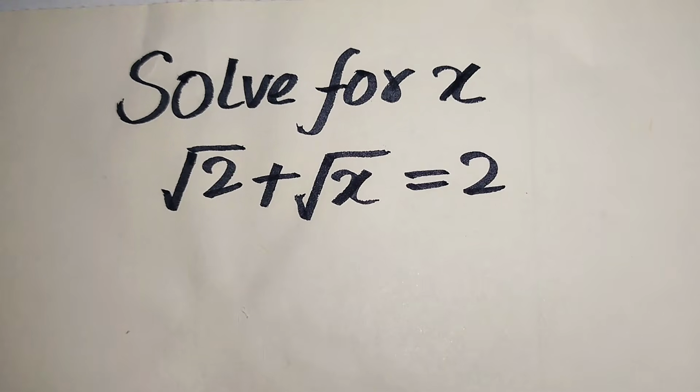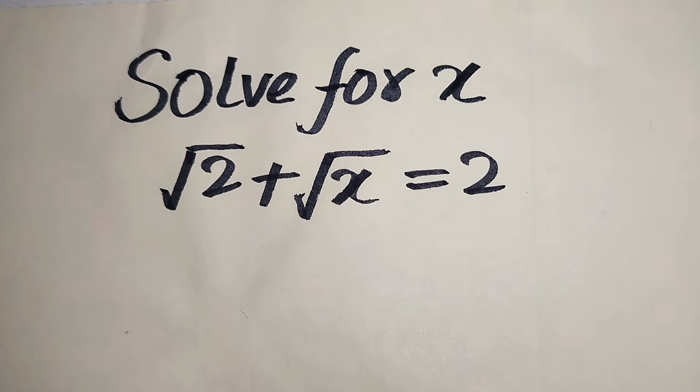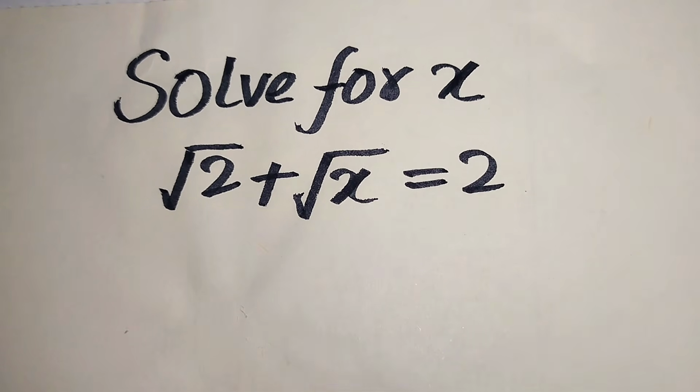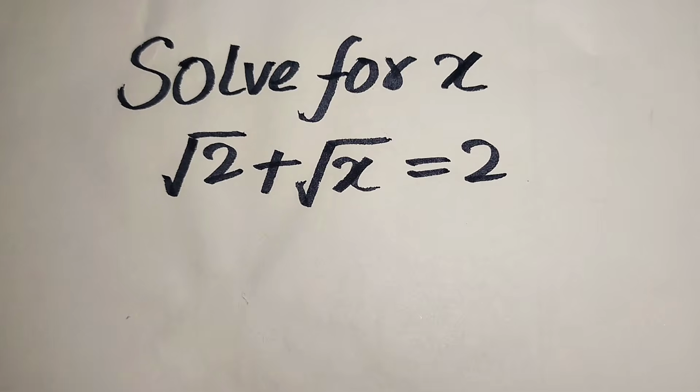Hello everyone, welcome to solve this nice math Olympiad algebra problem. So here we have square root of 2 plus square root of x is equal to 2, and we solve this problem for all the values of x.